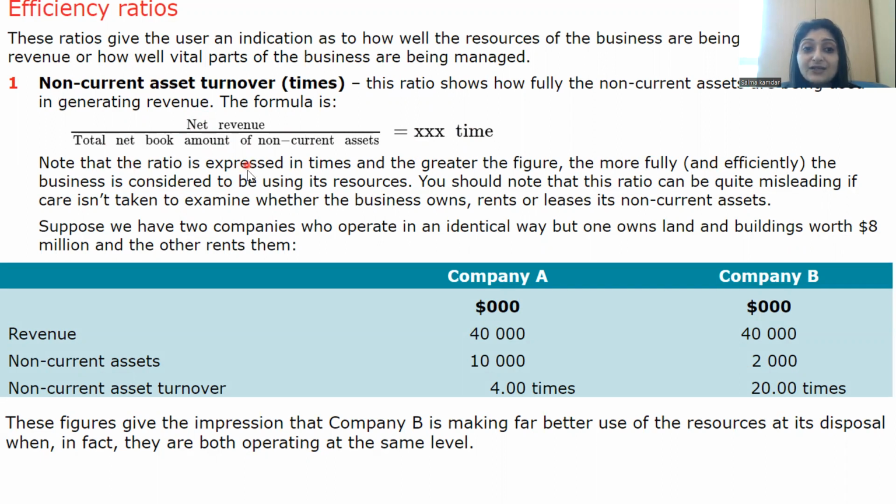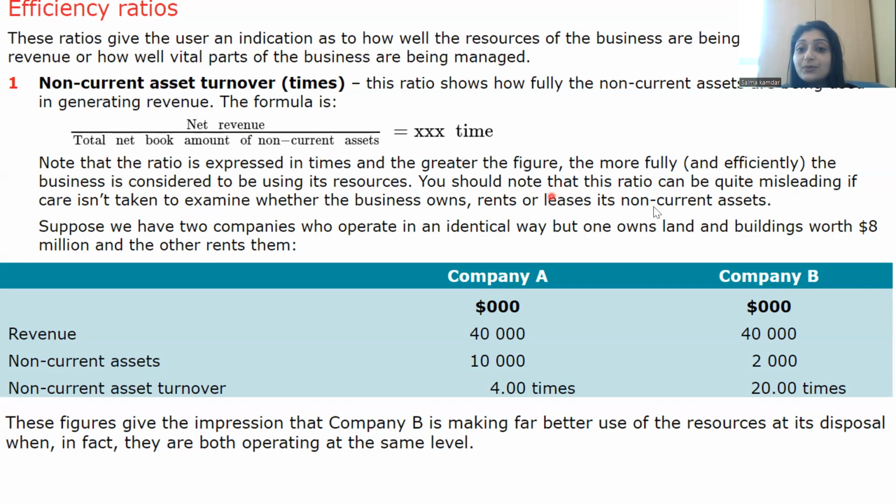So this ratio is expressed in times, and the greater the number of times you are using your non-current assets, the better. That means the larger number shows that you are using your non-current assets more fully, more efficiently, and the business is using its resources to the best to generate net revenue. When I am talking about resources, we are actually talking about the net book value of the non-current assets.